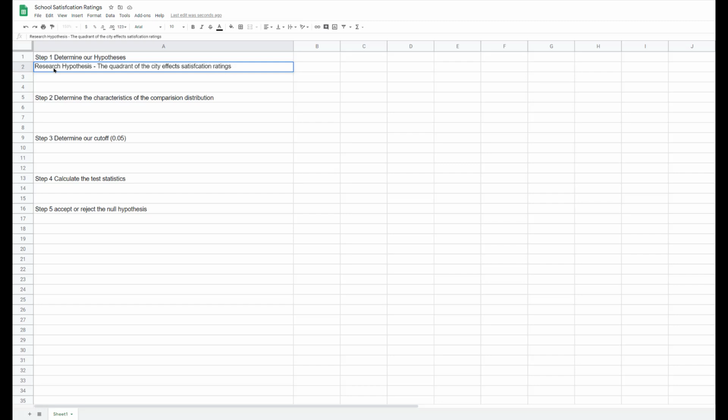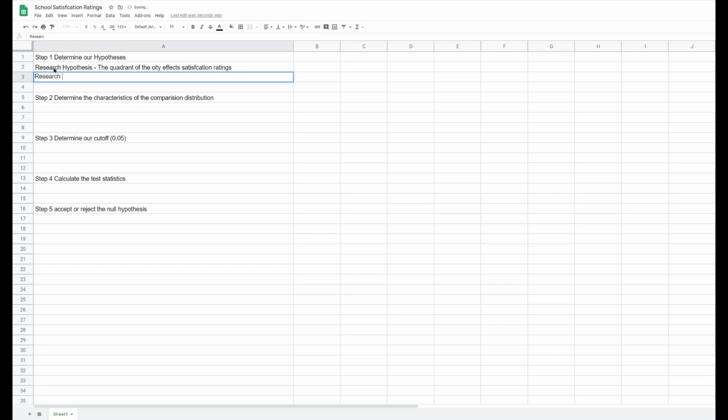In this case, we're saying that which quadrant you're in is going to have an effect on the satisfaction ratings. Is this a one-tail or two-tail hypothesis? Well, are we giving it a specific direction? In this case, we're not. We're just saying there's going to be an effect, but we don't know the direction it's going to be.